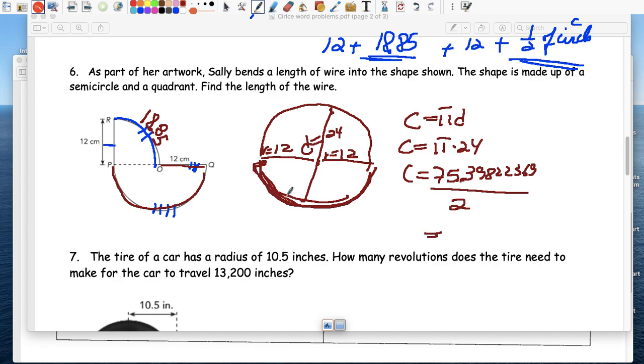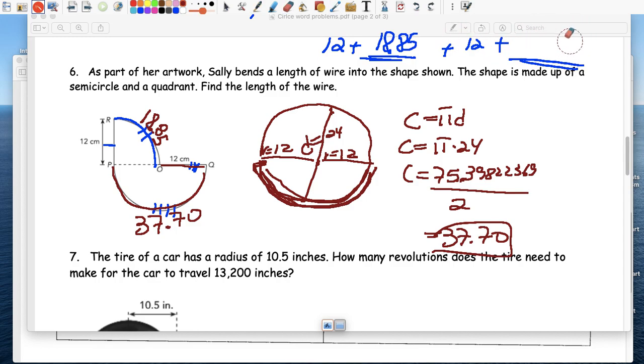Because I don't want the full circle, I want a semicircle. If I divide that by 2, I'm going to get 37.70 rounded. So this stretch right here is 37.70. So now I can come back here, half of the circumference of a circle, and I'm going to write 37.70.